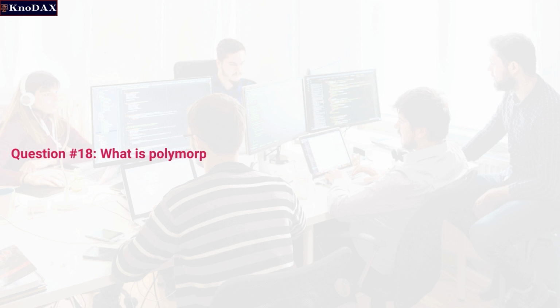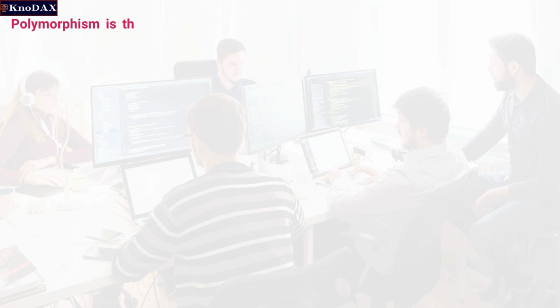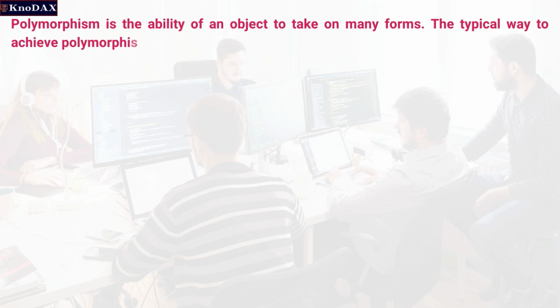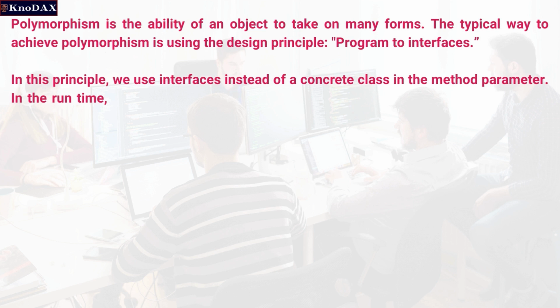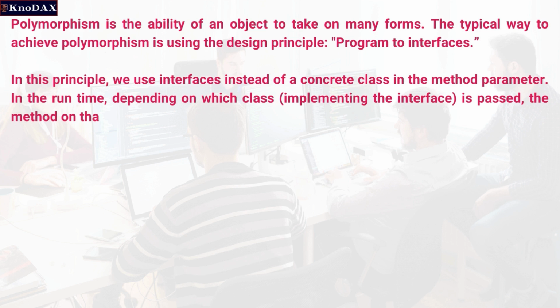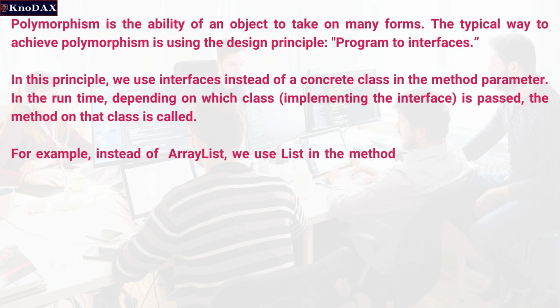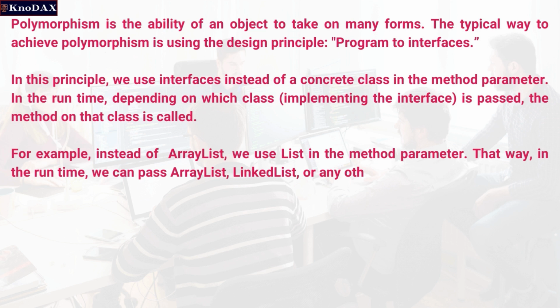What is polymorphism? Polymorphism is the ability of an object to take on many forms. The typical way to achieve polymorphism is by using the program to interfaces design principle. In this design principle, we use interfaces instead of concrete classes in method parameters. At runtime, depending on which class implementing the interface is passed, the method on that class is called. For example, instead of ArrayList, we can use the list interface as a method parameter.